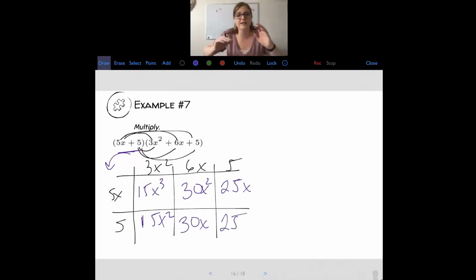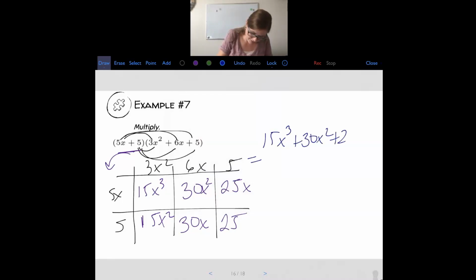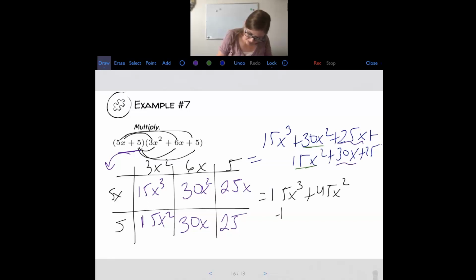Okay, so what this grid does, or what this little chart does, is it gives us all of our terms, and you can either combine terms right away in here, or you can write them all out. So this is going to give us 15x cubed plus 30x squared plus 25x plus 15x squared plus 30x plus 25. And then we have some like terms. And so putting it all together then would give us 15x cubed plus 45x squared plus 55x plus 25.